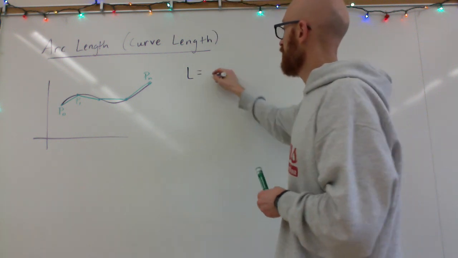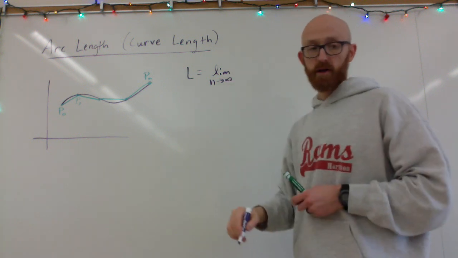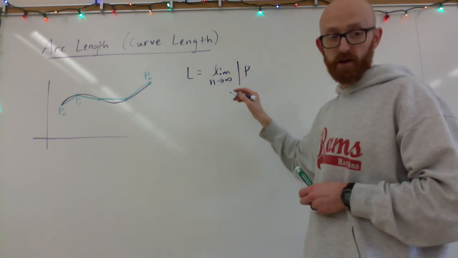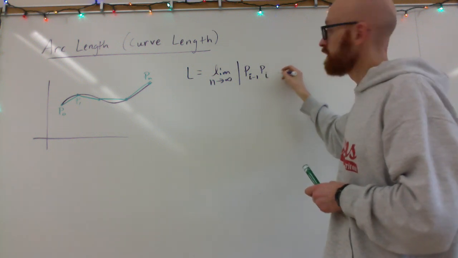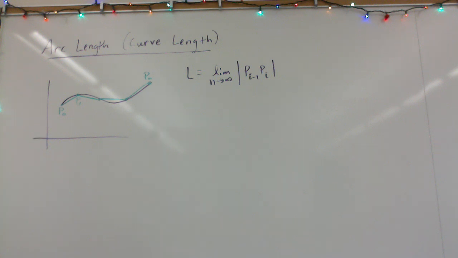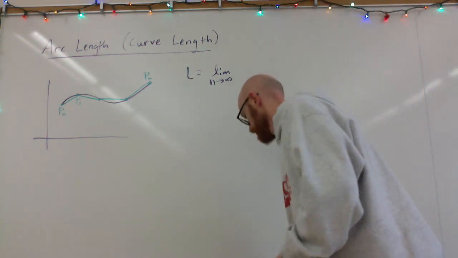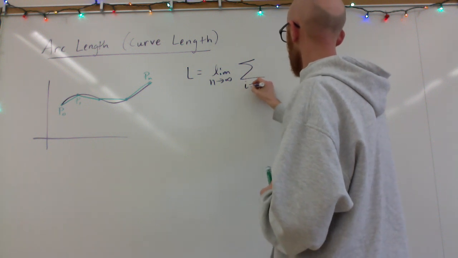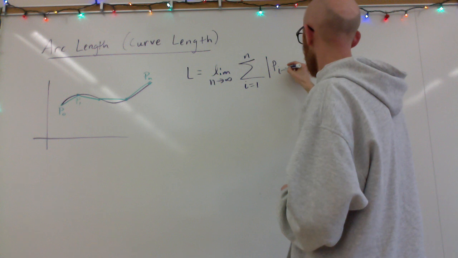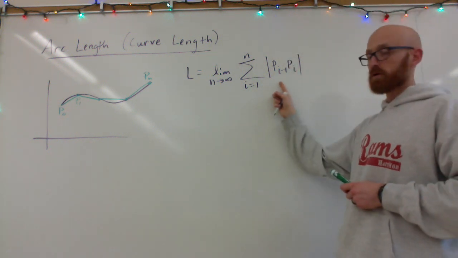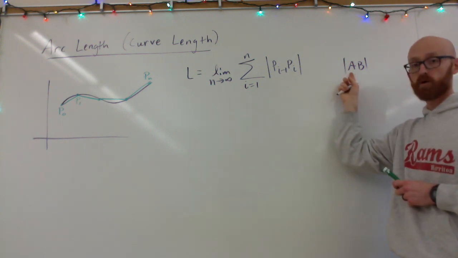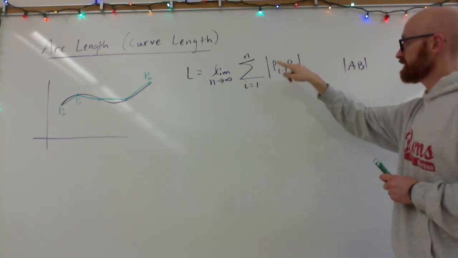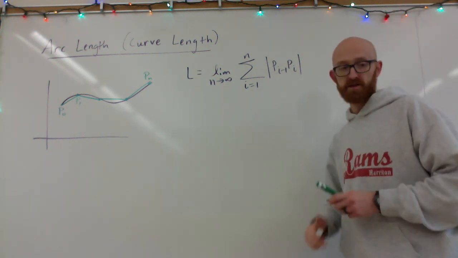I'm going to call that big L, and we'll start by defining big L as the limit as n approaches infinity of the distance from P sub I minus 1 to the point P sub I. I've left off my sigma. This might look a little confusing here. Just think of it as like this AB would be the length of the segment going from point A to point B. So we're just using the magnitude bars here for that. So that's just a notational issue.